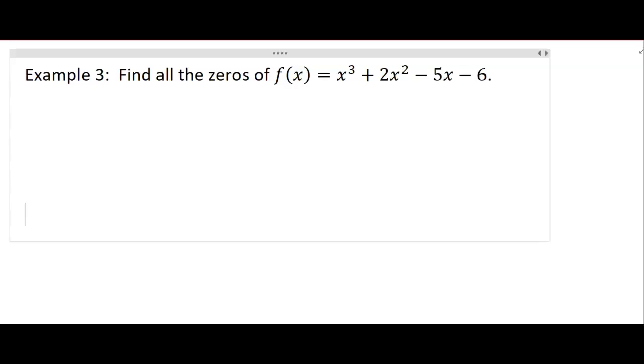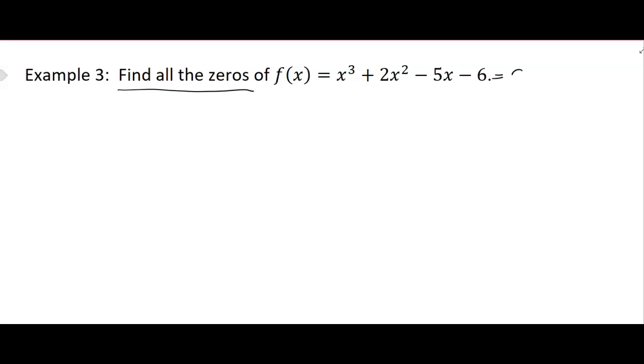Here's the process. It says find all the zeros of, and it gives us this function, right? So we're saying, when does that function equal 0? That's what we're trying to find. We know from the factor theorem that if we divide synthetically by a number and the remainder is 0, then it's a 0 of the polynomial. So what are the possible rational zeros here?